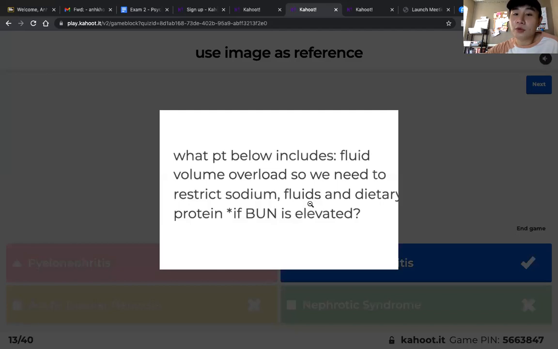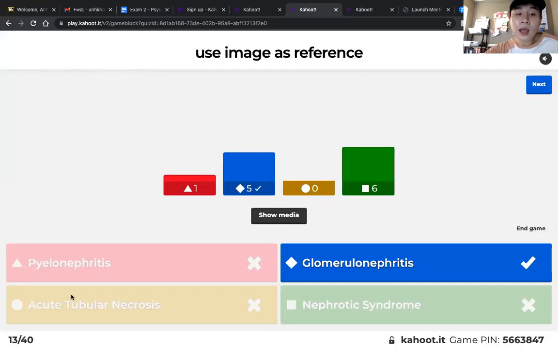So please remember that we don't restrict protein in nephrotic syndrome, because in nephrotic syndrome, we pee out all of our protein. So we want to increase the protein in the diet. Whereas in glomerulonephritis, we need to decrease the protein because we don't want to overwork the kidney. Acute tubular necrosis, just remember that acute tubular necrosis is the most common cause for intrarenal injury. All right.